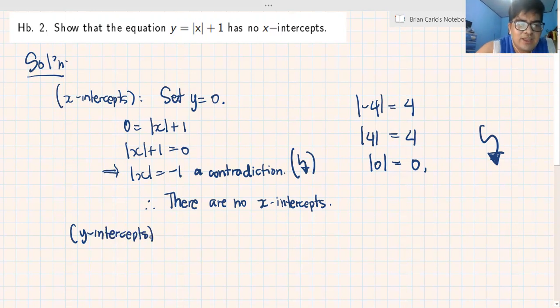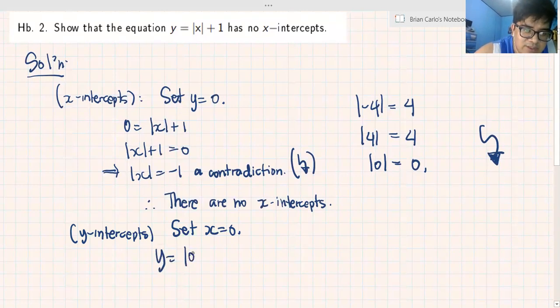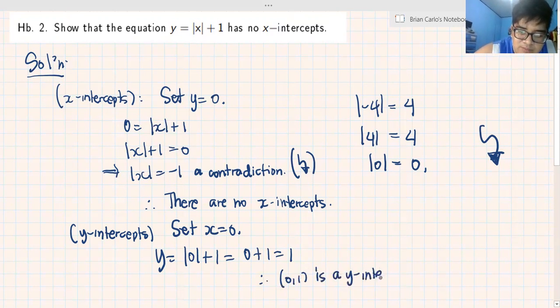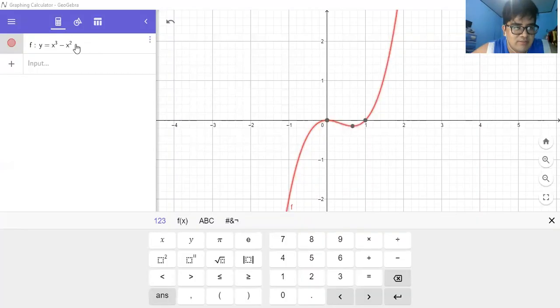Ngayon, for the y-intercepts, set x be equal to 0. Paano yun? So, magiging y is equal to the absolute value of 0 plus 1. So, magiging 0 plus 1 or 1. Diba? Therefore, 0, 1 is a y-intercept. Ngayon, let's verify this in the graphing apparatus. Stop share. And let's go to GeoGebra again.